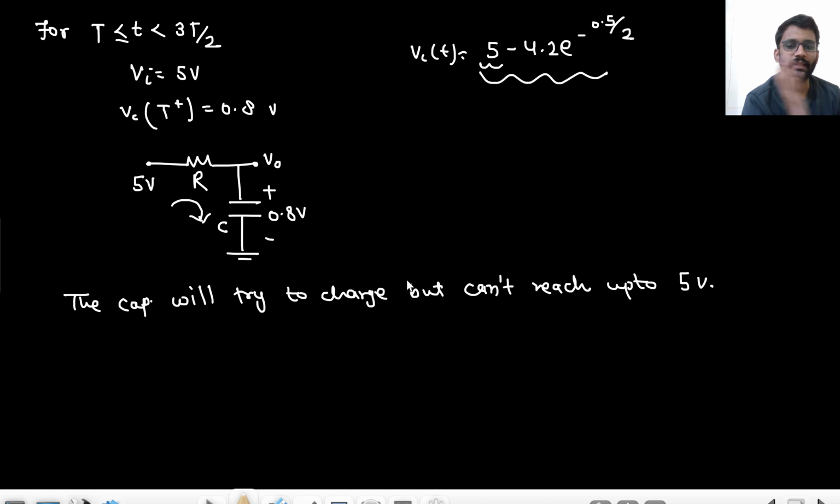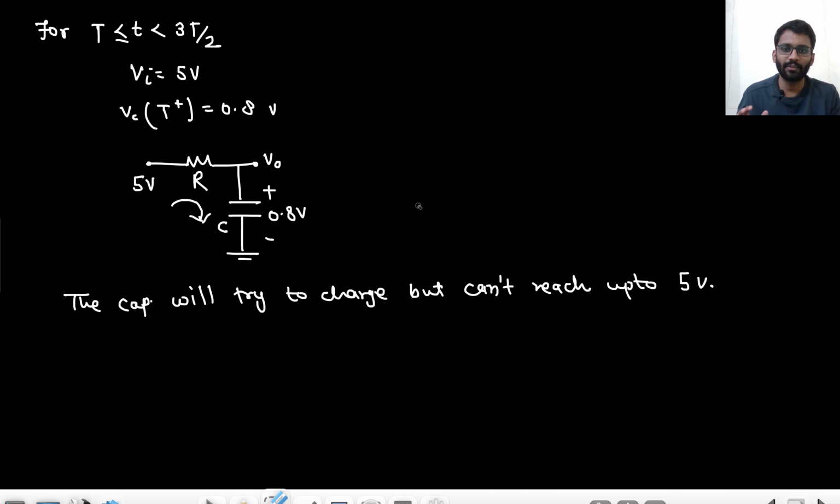Yeah, so now what will happen? The capacitor will charge from 0.8 to some voltage. Now whatever the value we get after solving, we don't care much about it. Let's just assume we got the value Vc at 3t by 2 plus. From 0.8 it is charging. Let's just assume we got to 1.5 volt.